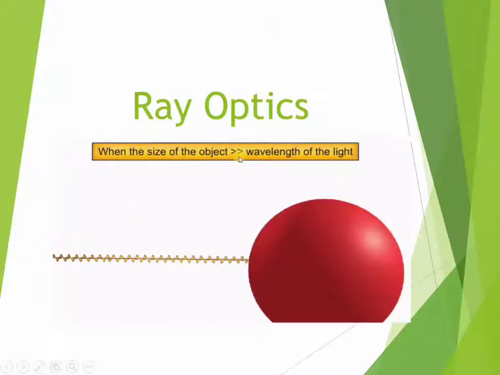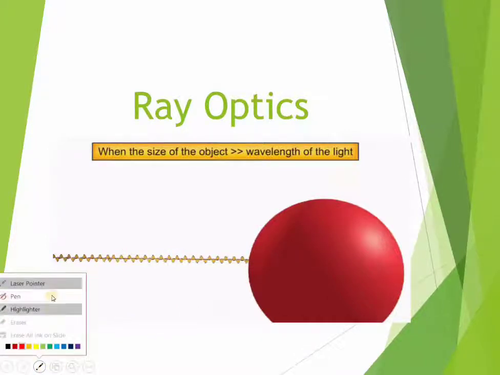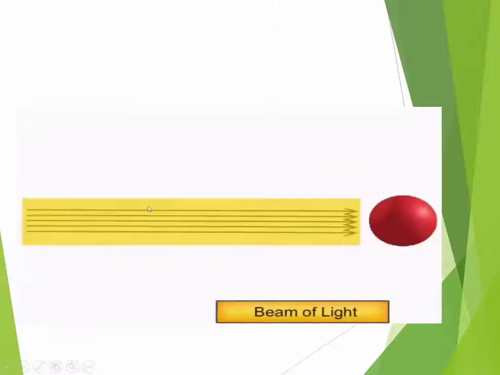When the size of the object is much greater than the wavelength of the light, it seems that light is traveling in a straight line. Light traveling in a straight line is called a ray. The several rays coming from a light source are considered as a beam of light. You study the properties of light by considering it as a ray under the branch of optics called ray optics. In this, we consider light as rays or as a beam, and we study several properties of light, which is electromagnetic radiation.